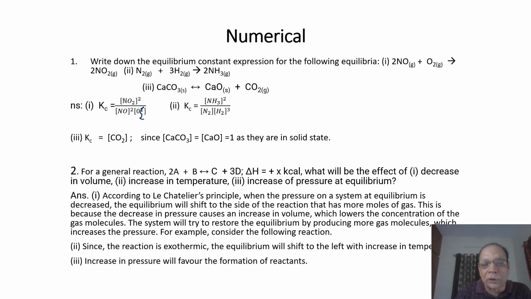Since the reaction is exothermic, the equilibrium will shift to the left with increase in temperature, as we have mentioned in the discussion of Le Chatelier's principle. Increase in pressure will favor the formation of reactants because that is where volume is less: 2 moles plus 1 mole, so 3 moles on the reactant side, and here we have 1 mole plus 3 moles, so 4 moles on the product side.